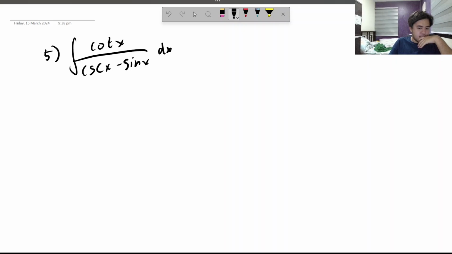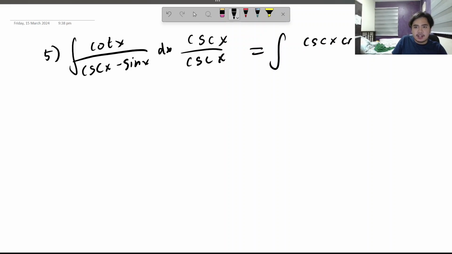How about this? We could use the trick earlier to make it a sine x and cosine x, all of that. We could use that. But for this one, I actually want to multiply both the numerator and the denominator by cosecant. Why? You'll see. The top becomes cosecant x cotangent x. We love to see it, right? The bottom becomes cosecant squared x minus sine x times cosecant x is 1, since cosecant x is 1 over sine x.